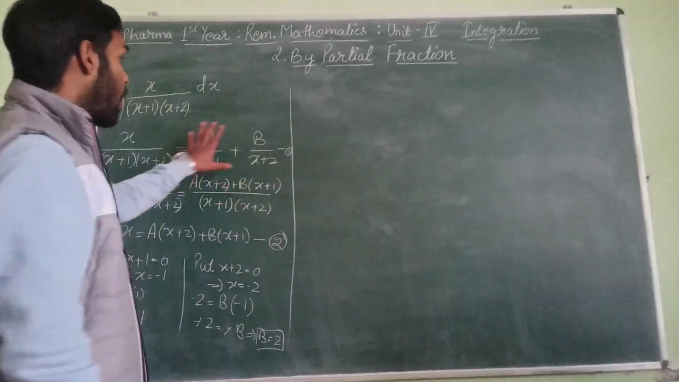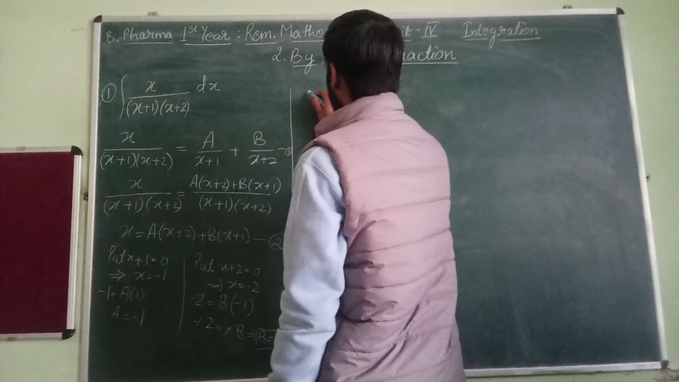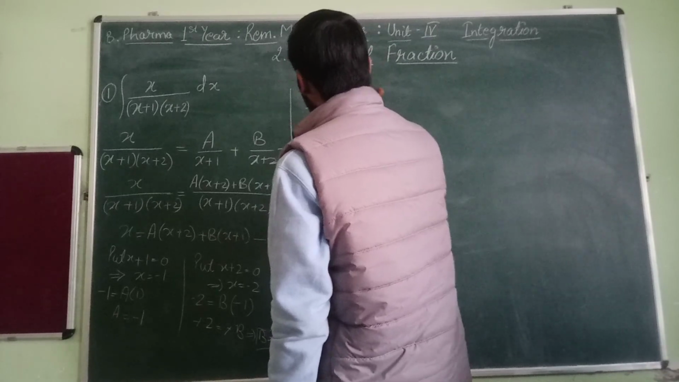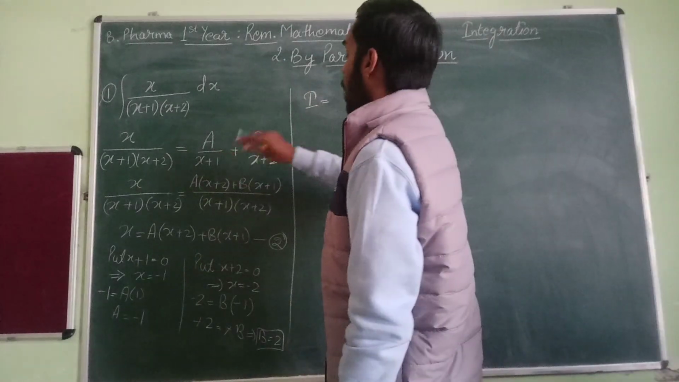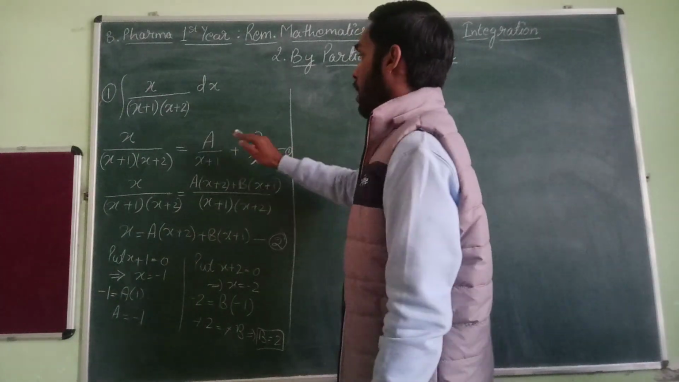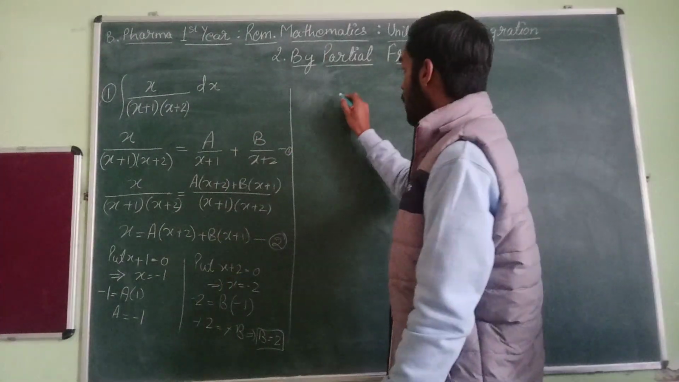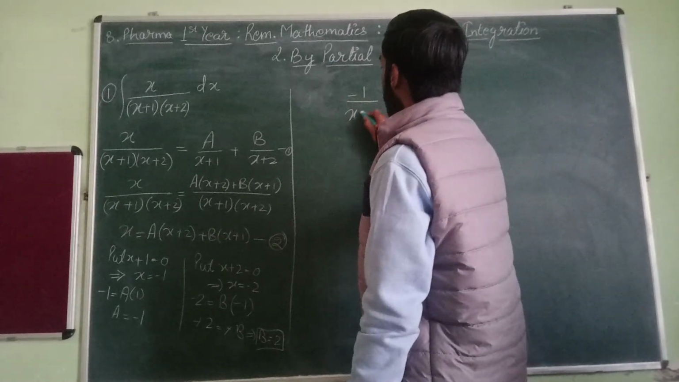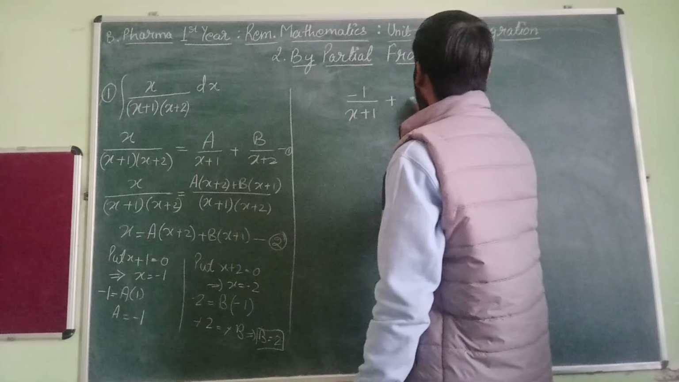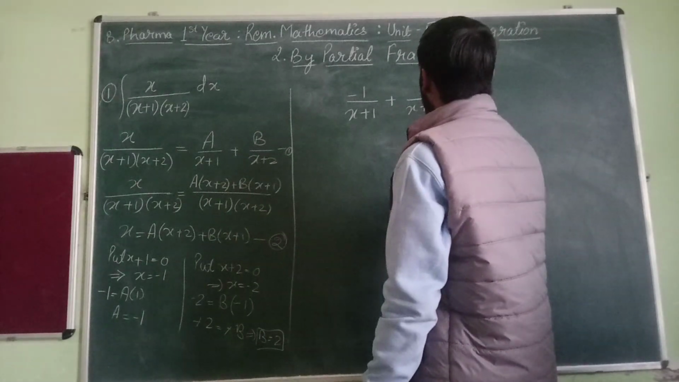Now just put these values in equation number 1. So your integral will be... Okay, now first of all let us put the values in this equation number 2. a upon x plus 1, what is the value of a? Minus 1 upon x plus 1 plus b upon x plus 2, and b is 2, so 2 upon x plus 2.